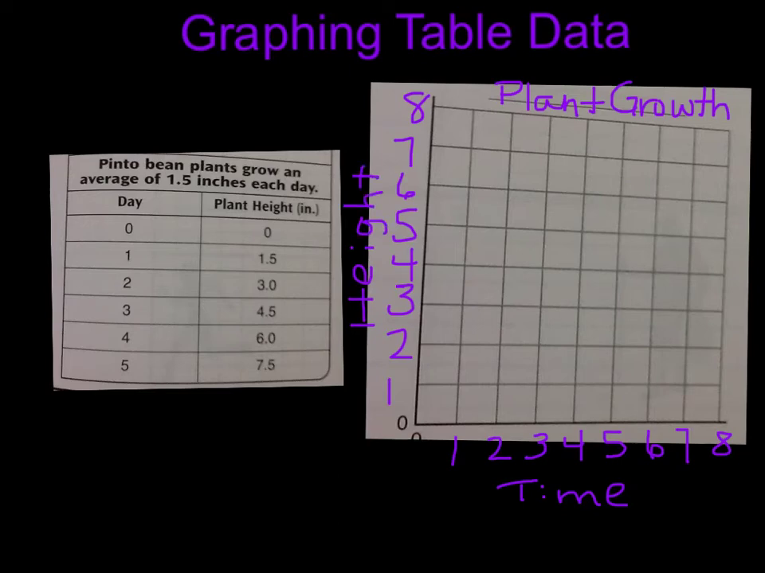Now I am ready to make my graph. On day 0, the plant was 0 inches, so my first point will go here. On day 1, it was 1.5 inches, so my second point will go here. On day 2, the plant was 3 inches, so my dot will go here. On day 3, it was 4.5 inches, so my dot will go here. On day 4, the plant was 6 inches. And on day 5, the plant was 7.5 inches. Next, I need to connect all of my dots in the order that I plotted them in. When I am finished, my graph will look like this.